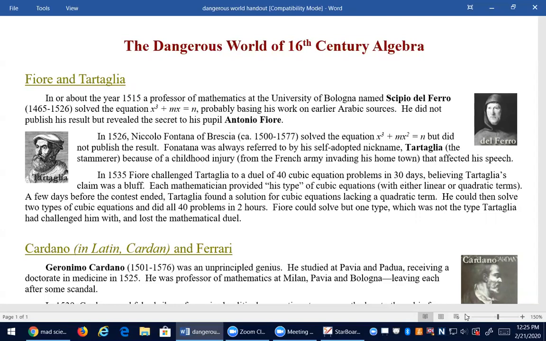So in the 16th century, if you were a mathematician, then you wanted to get paid and not starve. And the way you would do this, I have two more. Anyone else want their own copy?